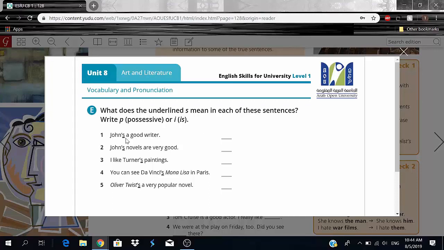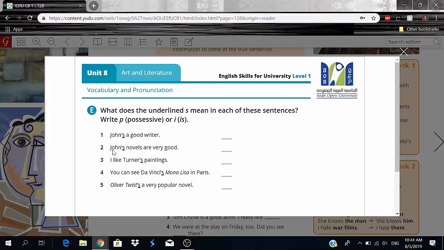So here we have John's a good writer, okay? It's not that a good writer belongs to John, right? John's a good writer as in John is actually a good writer, okay? A good writer is not a thing that belongs to John, but rather a trait, or a skill. So John is a good writer, John's a good writer, okay? I hope you start to get it a little bit.